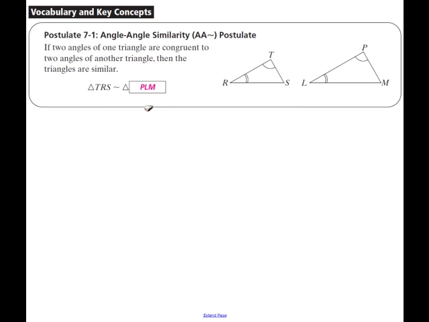So now it's just a matter of writing the appropriate similarity statement. And we can see that this one is written as TRS, so T, then R, then S. And so we need to line up the appropriate angles. T corresponds to P, R corresponds to L, S is going to correspond to M, and so we get PLM.